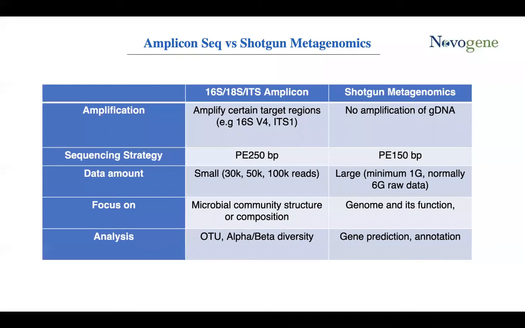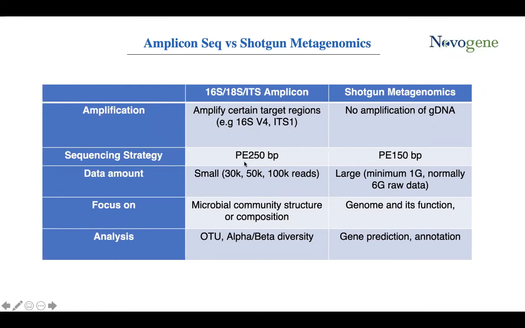During communication with our customers, we found that some of them may be confused about whether to choose amplicon sequencing or shotgun metagenomic sequencing to study the composition of microbiota. Here we have a slide showing some differences between them. Firstly, in amplicon sequencing, we amplify a certain target region, for example, 16S V4. This is our region of interest. While in metagenomics, we do not do any amplification to genomic DNA. We just use it directly to proceed to library preparation.